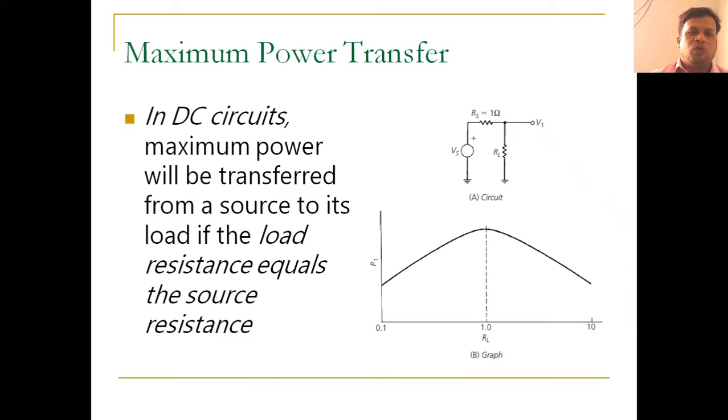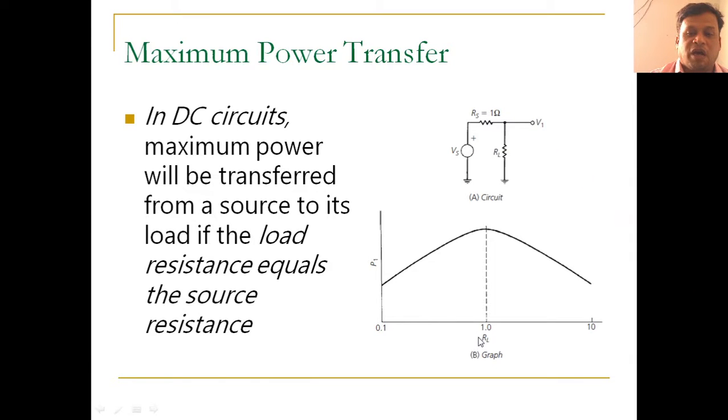Now in DC circuits, the maximum power will be transferred from a source to its load if the load resistance equals the source resistance. So in this graph, we are able to see that the maximum power is transferred at RL equal to RS. The maximum power will be transferred.